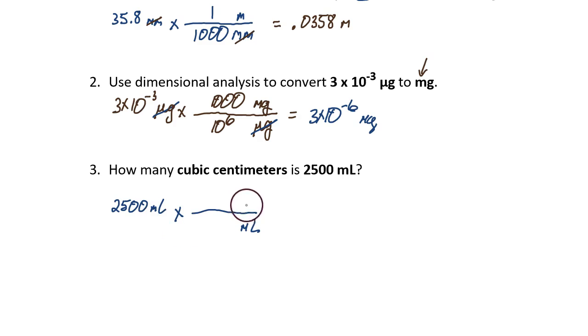Which unit goes right here in the top? It's centimeters cubed, the unit that you're asked to figure out. Now we need to fill in the values. By definition, 1 cubic centimeter is equivalent to 1 milliliter. The label milliliters cross-cancels the label milliliters, leaving centimeters cubed, and 2,500 times by 1 is still 2,500.